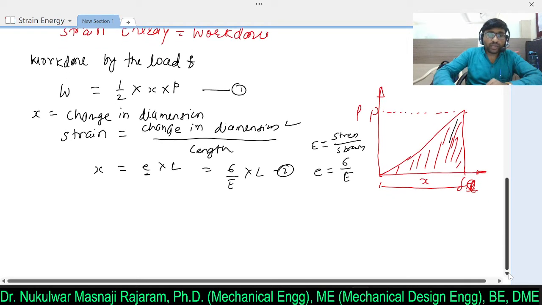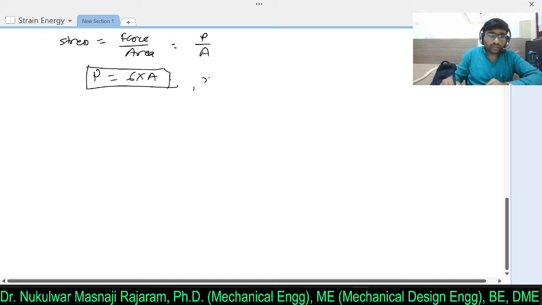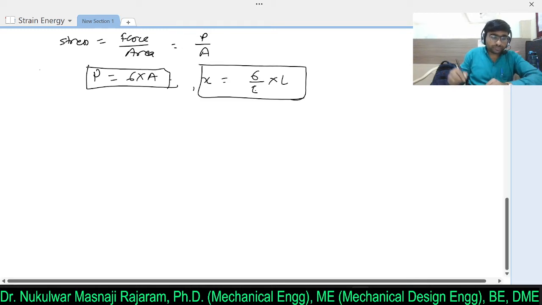Next is just to put the value of this X in the W. We can write stress equal to force divided by area, so I can write P divided by A. So for P, I will get stress into area. Now we know P and we know the value of X. The value of X is sigma by E into L. Clear? Just put all this in equation number 1.